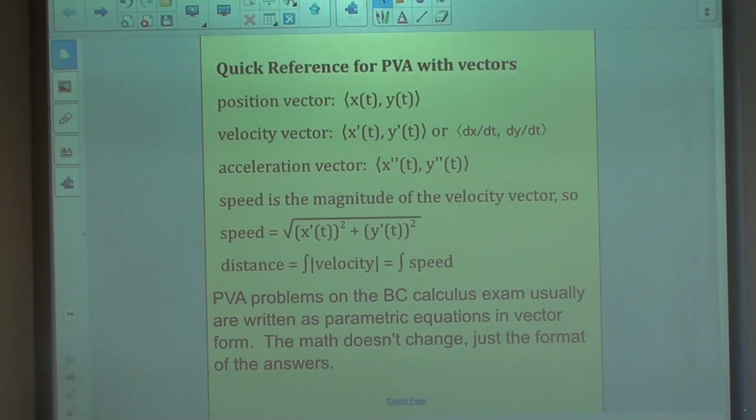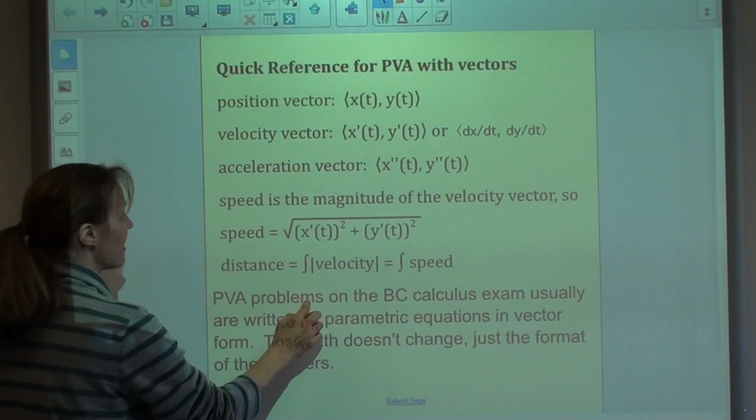So, PVA problems on the BC Calculus exam usually are written as parametric equations in vector form. I'm trying to emphasize, the math doesn't change. The only thing that has changed is the format. Now you have little corner brackets and you have an x and a y. Everything else is the same.